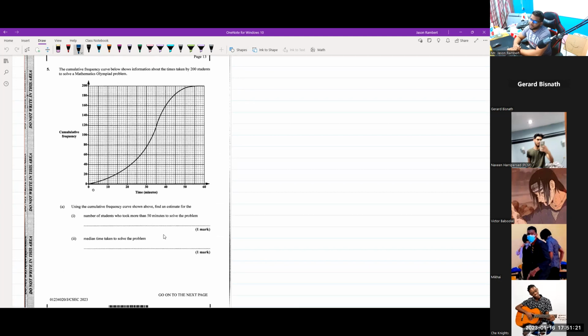The cumulative frequency curve below shows information about the times taken by 200 students to solve a math Olympiad problem. The number of students who took more than 50 minutes to solve the problem. So 50 minutes is here. These are the people who take more than 50 minutes to solve the problem, up this side of the curve here. All agree?